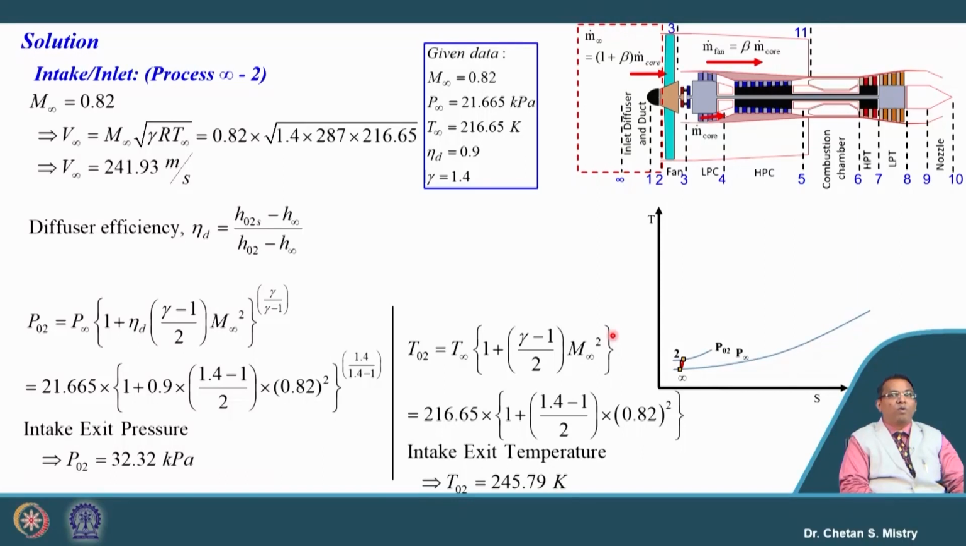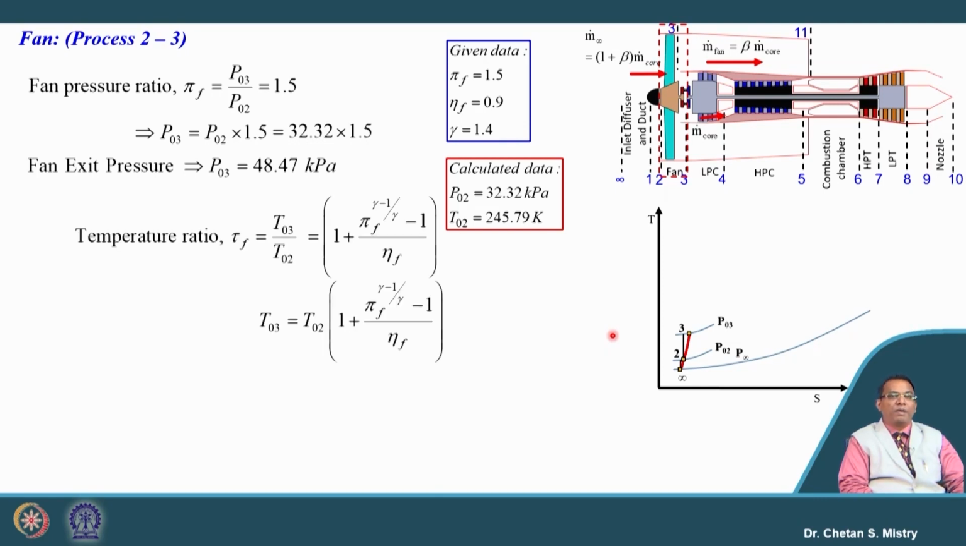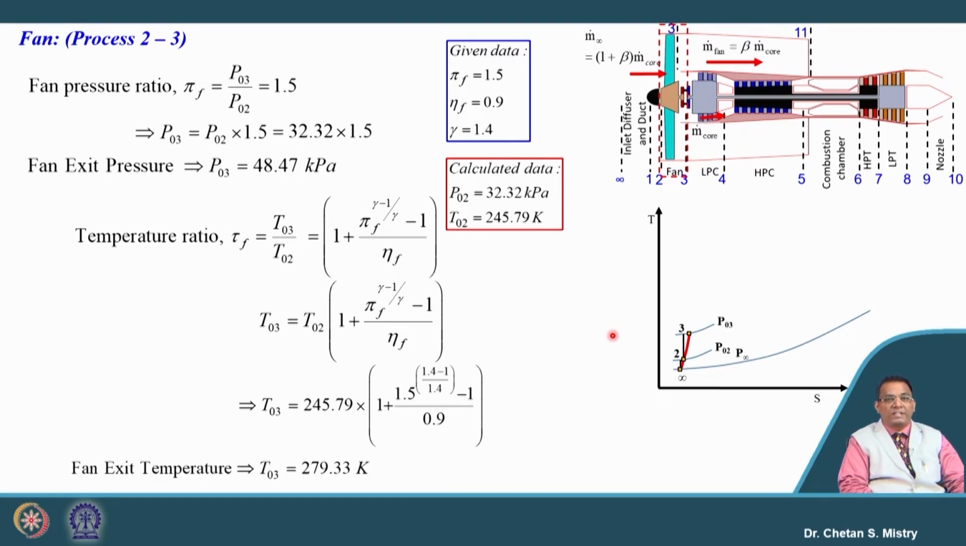Okay. Now, the next component we have is our fan, and for this fan the pressure ratio is given, it is 1.5. If we put 1.5, it will give the exit pressure to be 48.47 kilopascal. Similarly, we correlate our temperature ratio in terms of pressure ratio as well as our fan efficiency. This pressure ratio is 1.5 and fan efficiency is 90%. So, we can calculate the exit temperature, it is 279.33 Kelvin.